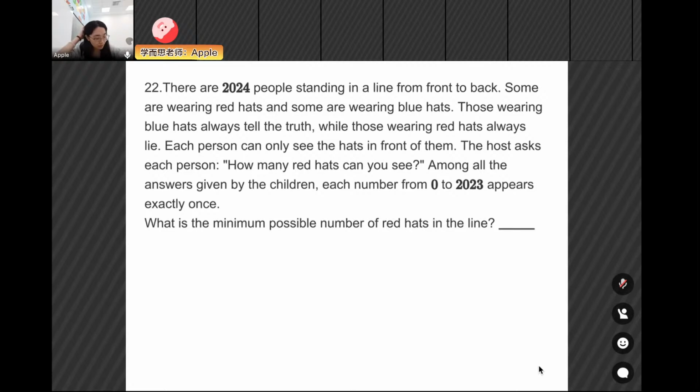Question 22 is a bit hard to understand. What is the question talking about, right? Well, let's have a look.